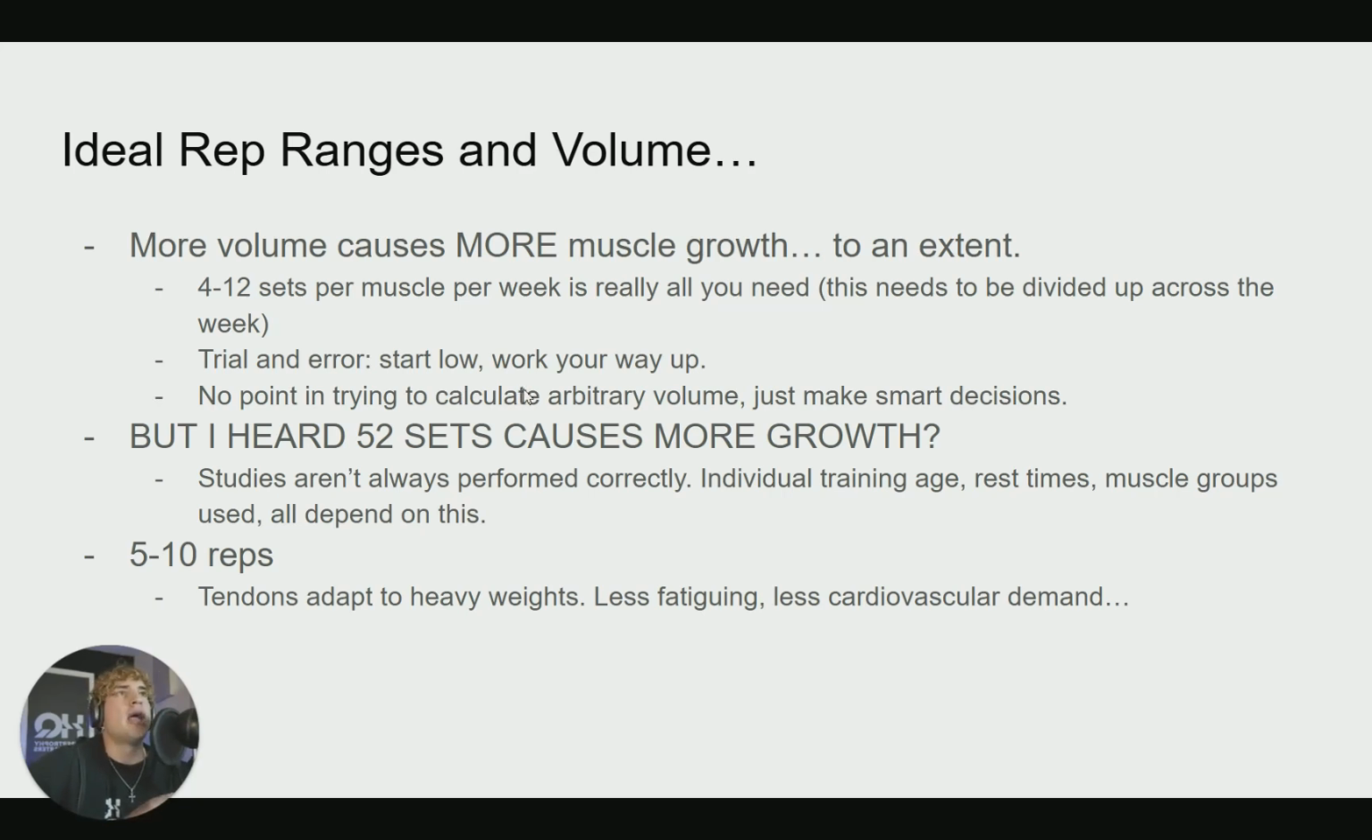So for example, right, if I do a chest press, there's no point in saying, oh, how many sets is that for my triceps, right? No. Okay, stop trying to do that. Or doing a lat pulldown.